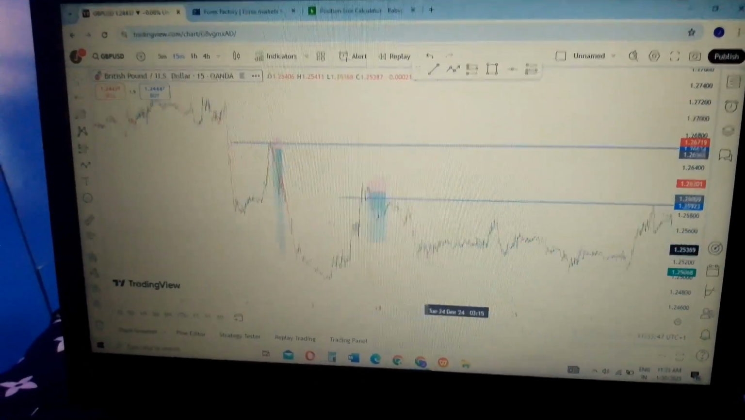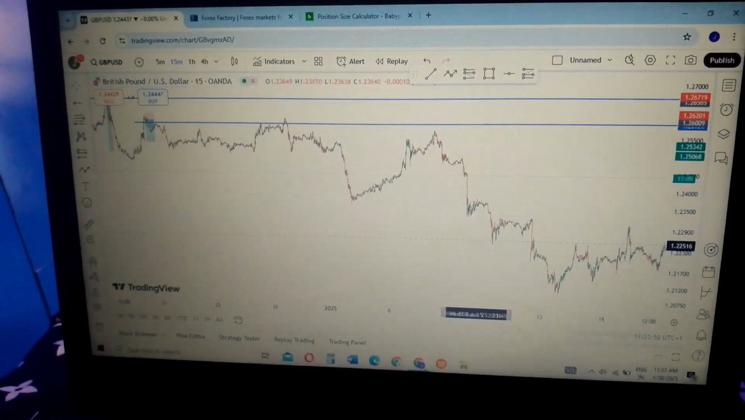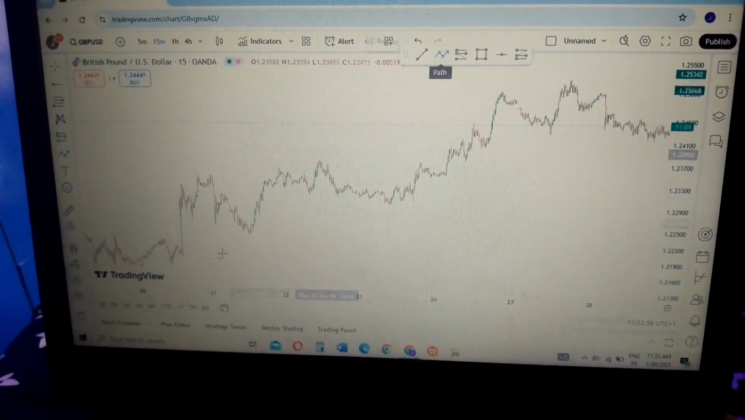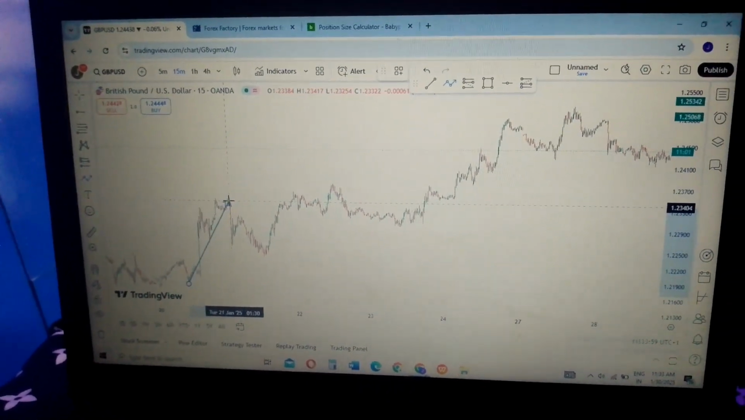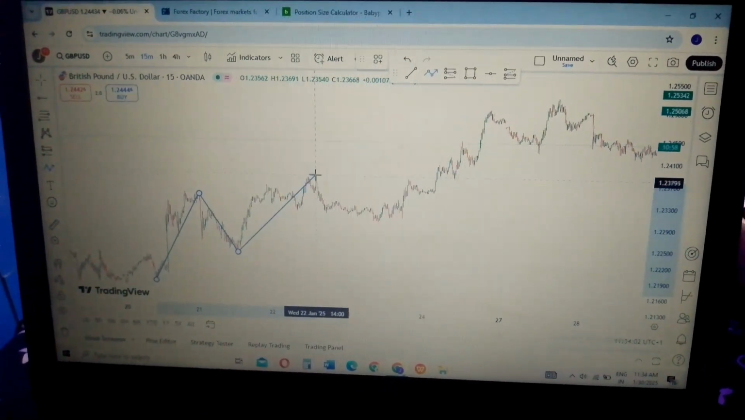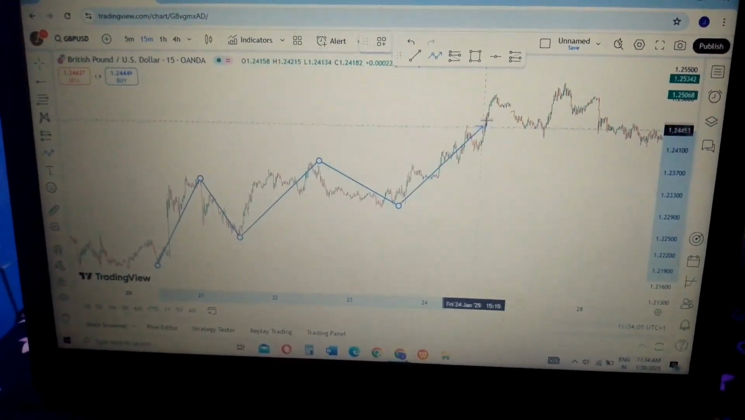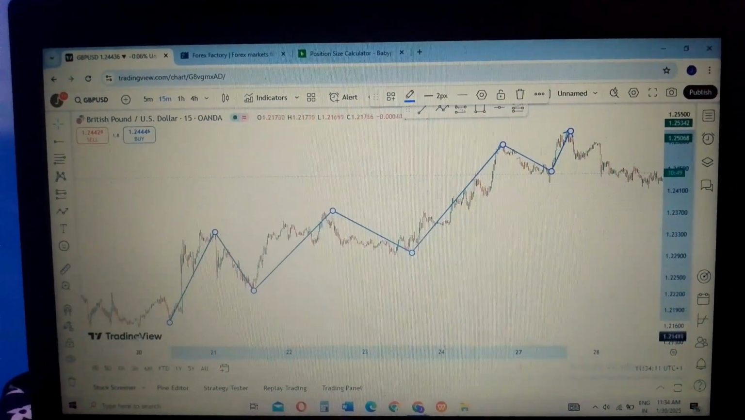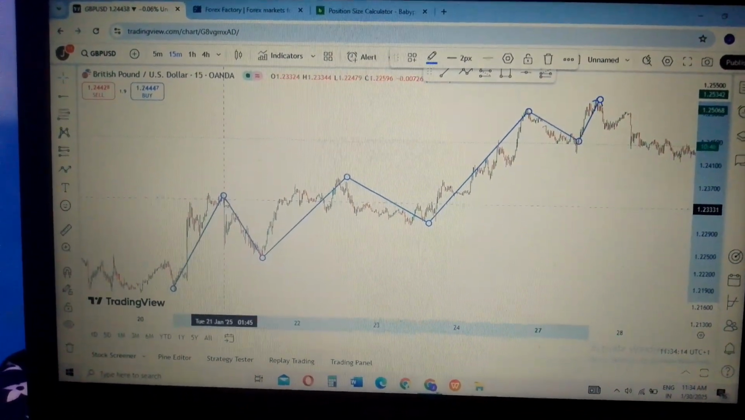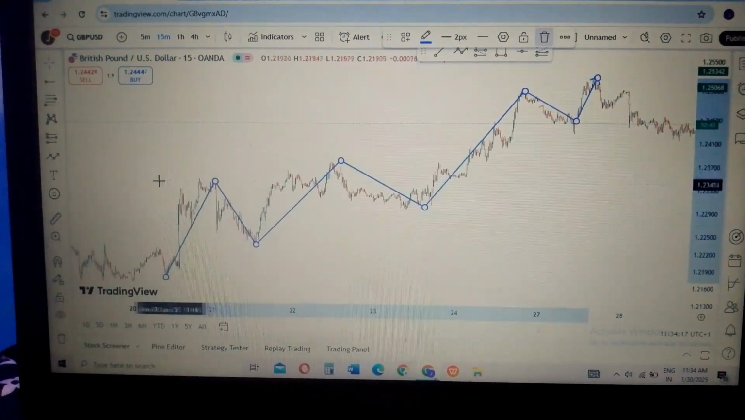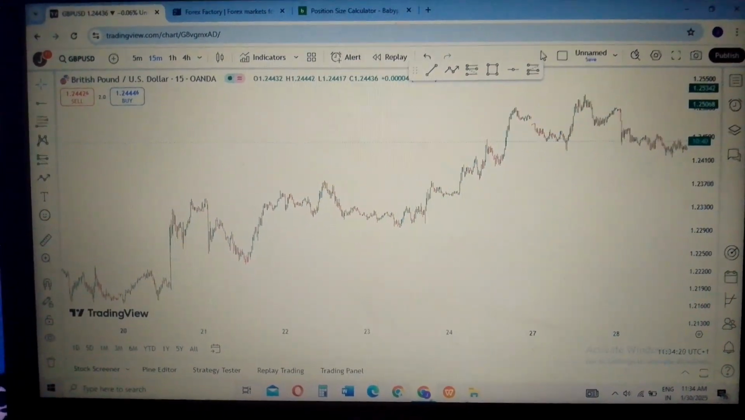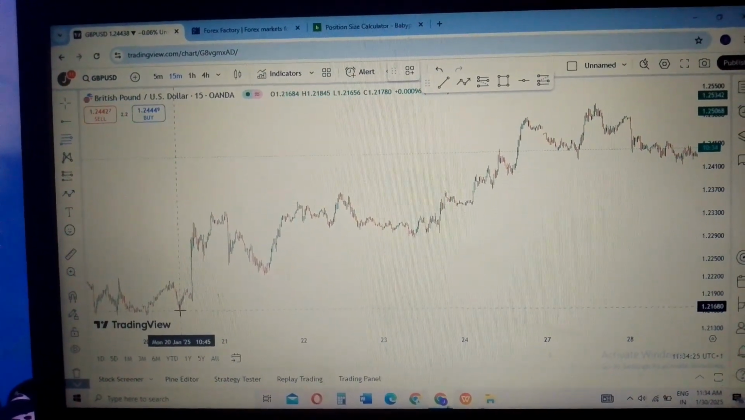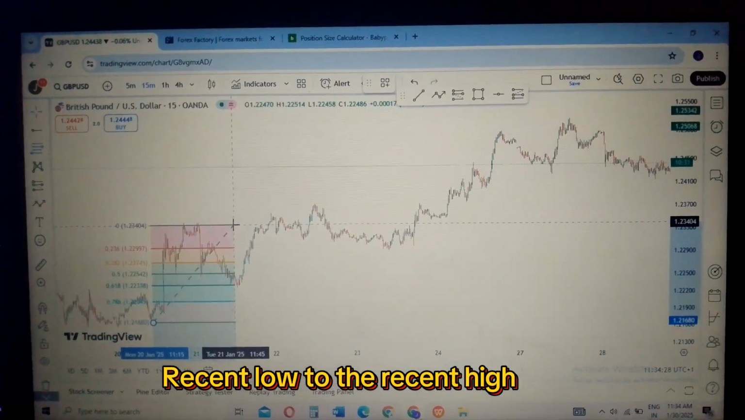Let me look for a buy trade example. Let's look at this now. This is a trending market. Like you can see, we have an impulsive move, correction, impulsive move, correction, impulsive move, correction, and like that. This is a trend, like what I taught you guys earlier. So your job is just to come back to that Fibonacci retracement again. You draw from the recent low to the recent high.